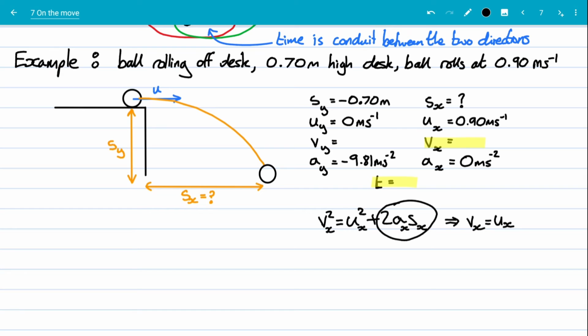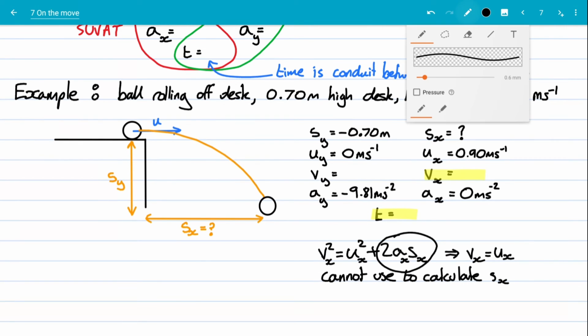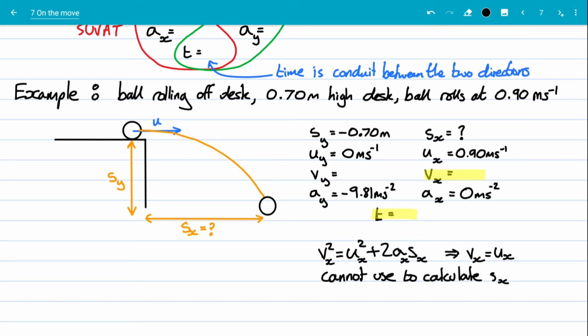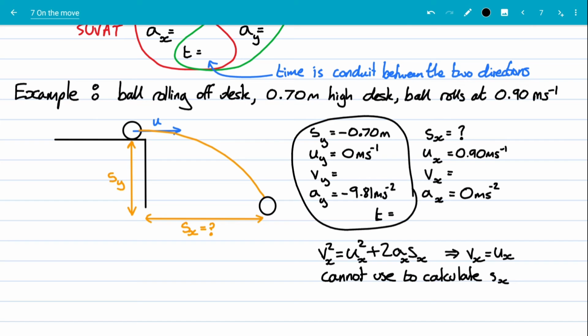So we cannot use this to calculate S of x in this case. We just can't. So what we're going to have to do is use the vertical motion to figure out what's going on horizontally. We're going to use the vertical motion to calculate t, and then use that t in the horizontal motion.